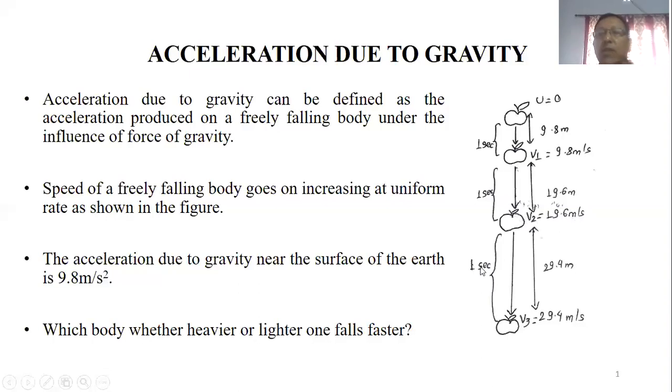And in the third 1 second, it covers 29.4 meter distance. It means its velocity v3 becomes 29.4 meter per second. It gives the uniform acceleration, which is equal to 9.8 meter per second square. It is experimentally verified by senior scientists. Okay. Now, the acceleration due to gravity near the surface of the earth is found to be 9.8 meter per second square. It is a uniform acceleration due to gravity.